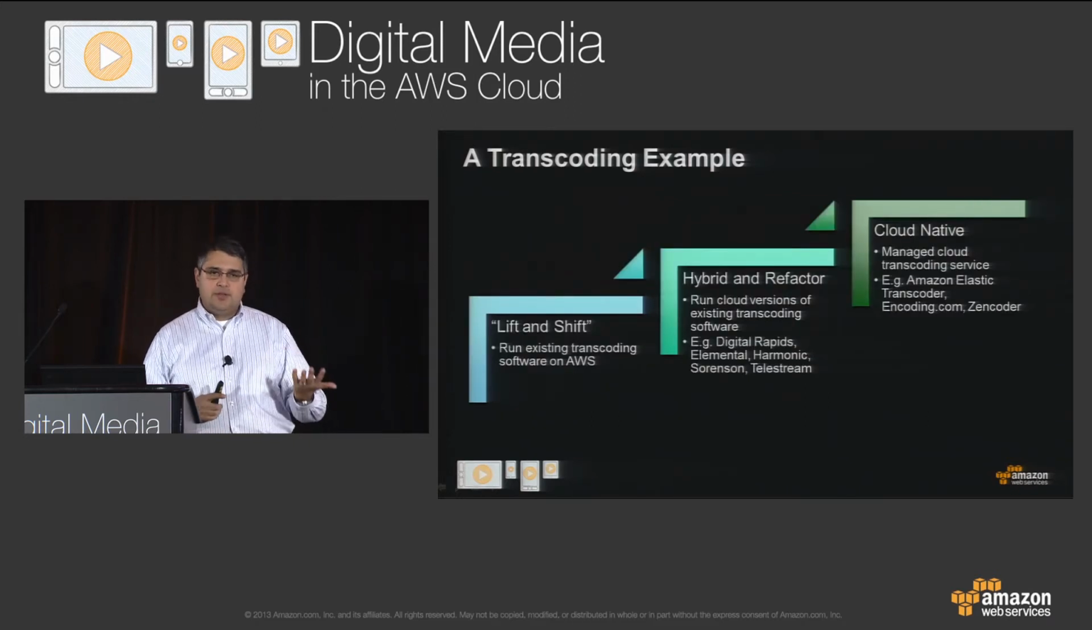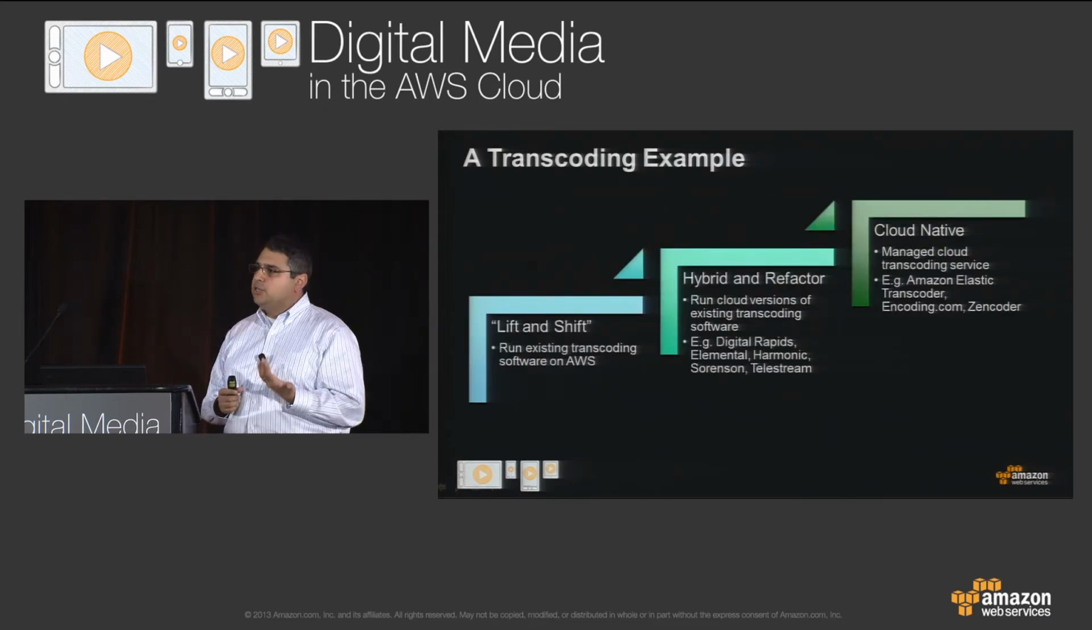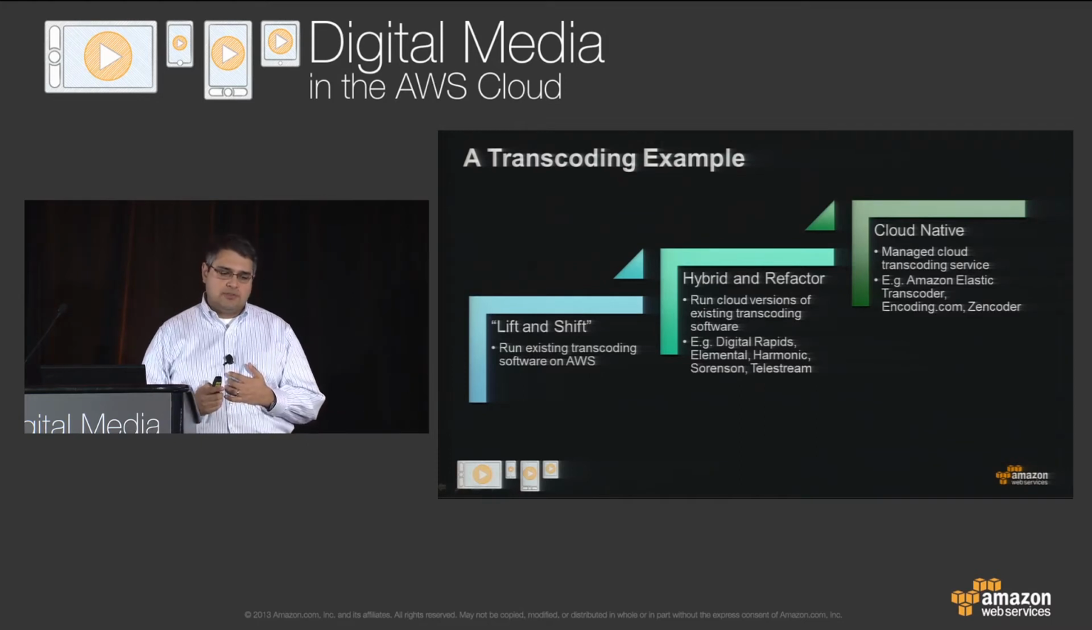And then the third cloud native version is to look at using a managed cloud transcoding service. Some examples there would be Amazon Elastic Transcoder, encoding.com, Zencoder. So these are all cloud-native transcoding services. And what that means is that there is no on-premise version. Your existing presets and so on will not transfer magically into these new versions. You will need to think about how you integrate and use the cloud-native transcoder into your workflows.